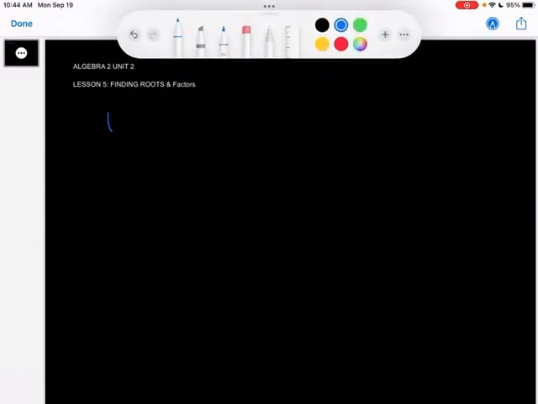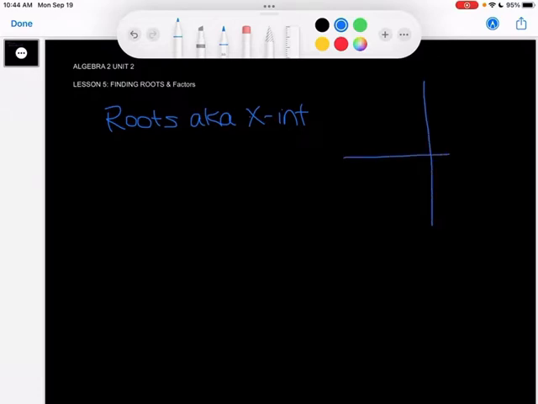So a root is just a fancy word for an x-intercept. So when we're looking at a polynomial function, when it's graphed, it could look like a lot of things, but I'm going to look at this one. A root or an x-intercept is wherever it crosses the x-axis. So in this case, I have 3 roots, 3 real roots.